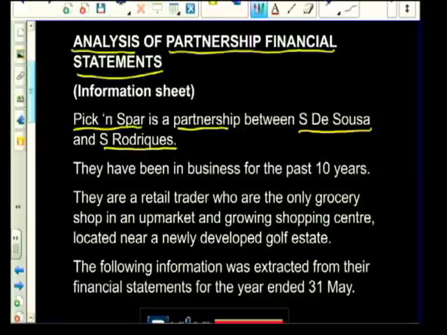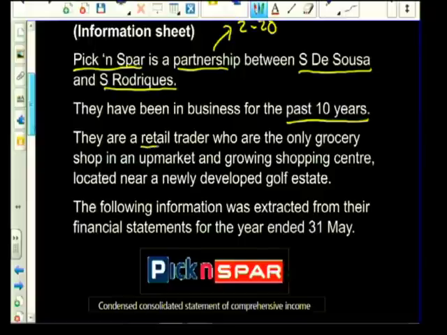You will remember from your theory that a partnership is allowed to have 2 to 20 partners, but usually in your grade 11 accounting you only do partnerships with 2 partners, because otherwise your accounting gets quite complicated. This business has been in business for the past 10 years, so they're an established business, they're doing quite well. And they are a retail trader.